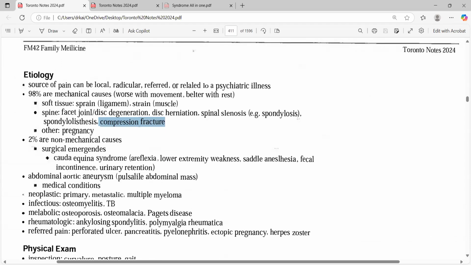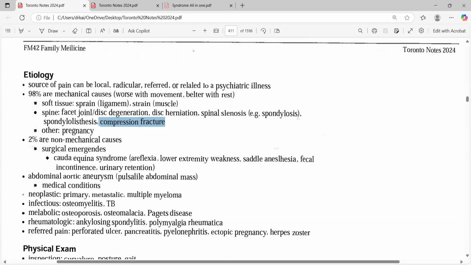And then when we are talking about back pain, please remember cauda equina. Cauda equina should be there in your back pain. Cauda equina is the red flag that you have to rule out. So they would ask you what are the things that you would like to do, or what are the investigations, or what are the diseases that you would like to prevent. So back pain is all about cauda equina.